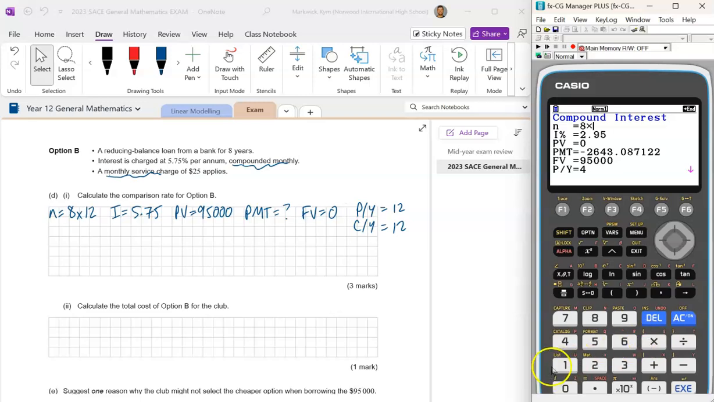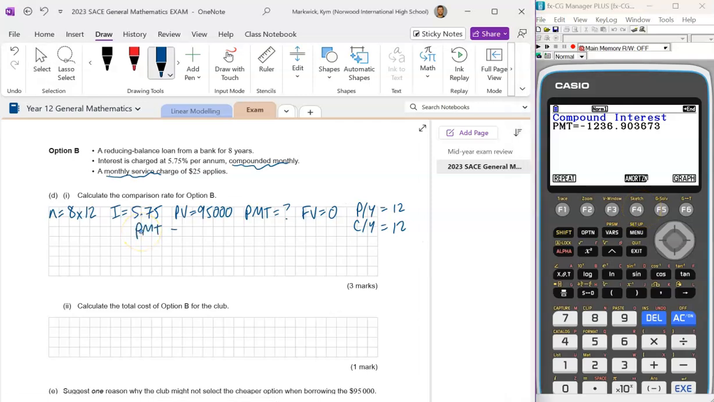So 8 times 12 for N. The interest rate is 5.75%. The present value is 95,000. Let's reset that to 0, the PMT. The future value would be 0. PY and CY will both be 12. Based on that, a monthly payment of $1,236.91 is required. Now, on top of that monthly repayment, there's also the $25 fee that applies.